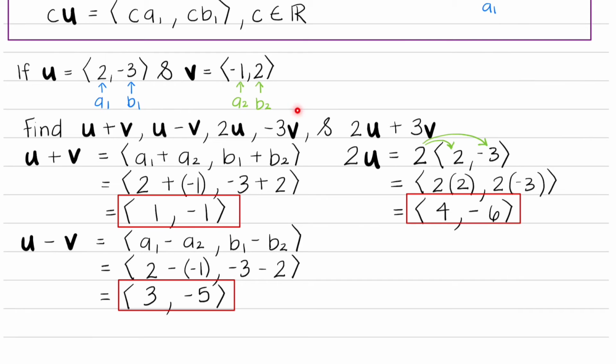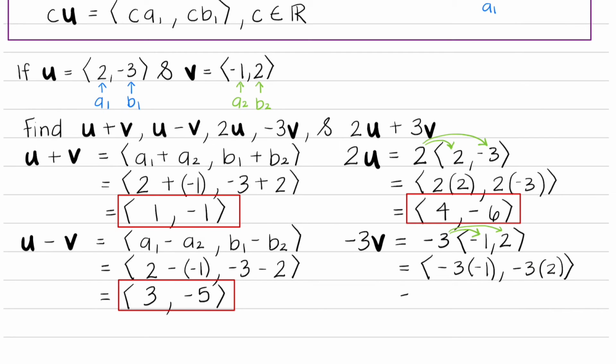Now let's find negative 3v. So we would just do negative 3 times our vector v, which is negative 1, 2. So let's just multiply each term by negative 3. So negative 3 times negative 1, and negative 3 times 2. So negative 3 times negative 1 is 3, and negative 3 times 2 is negative 6, and that's our answer.